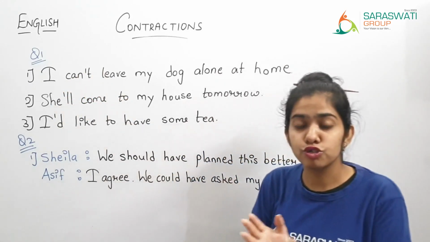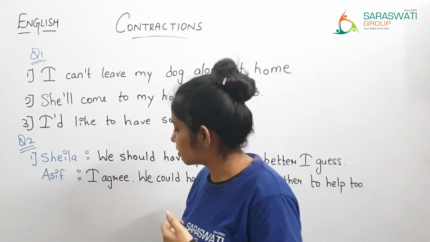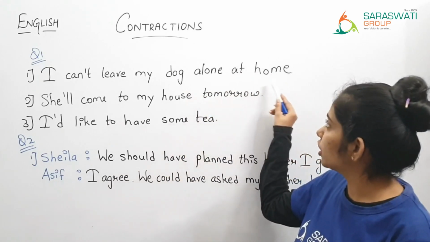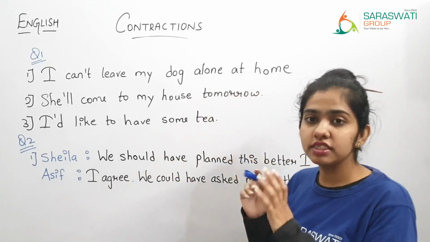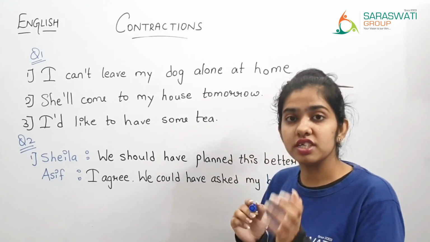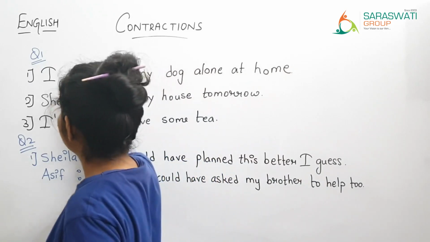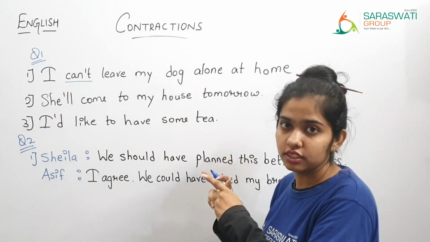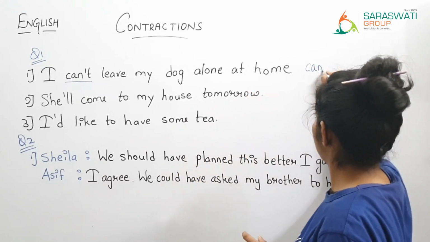You are supposed to write a word. Now let us see how we are supposed to do this. I can't leave my dog alone at home. So in this sentence, which one is the contraction? Yes, the contraction is can't. And what is the word for that? That is cannot. So you are supposed to write cannot.